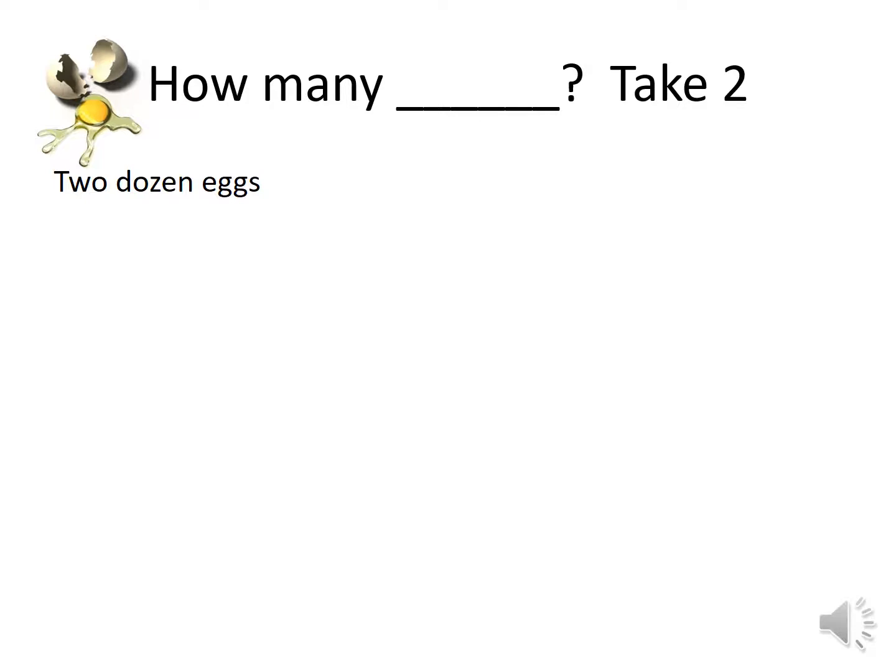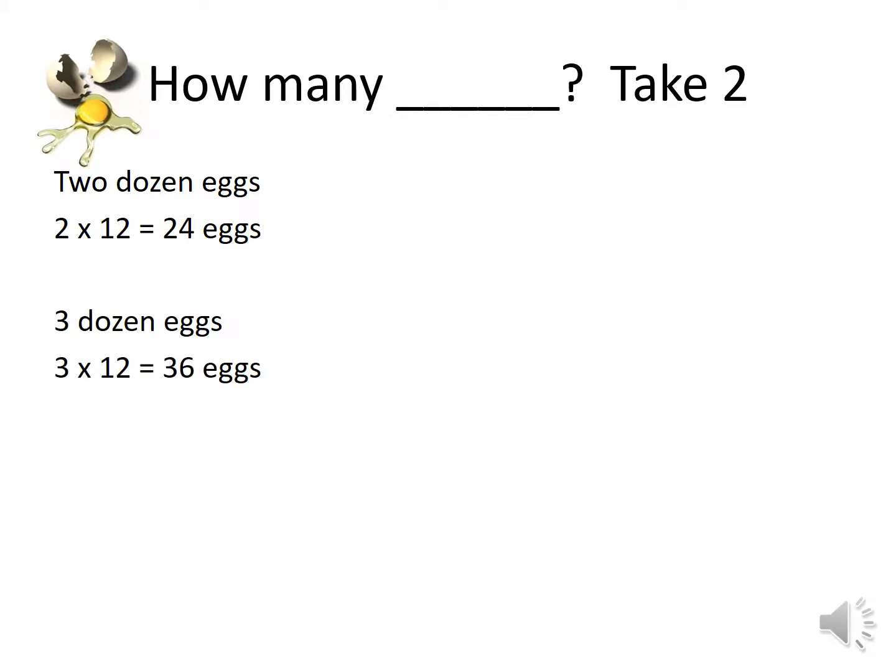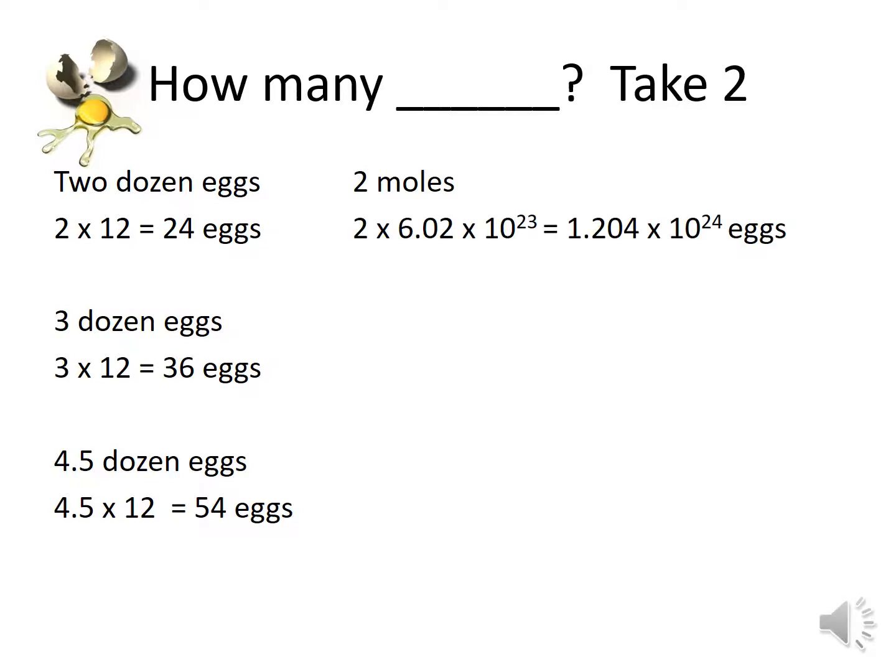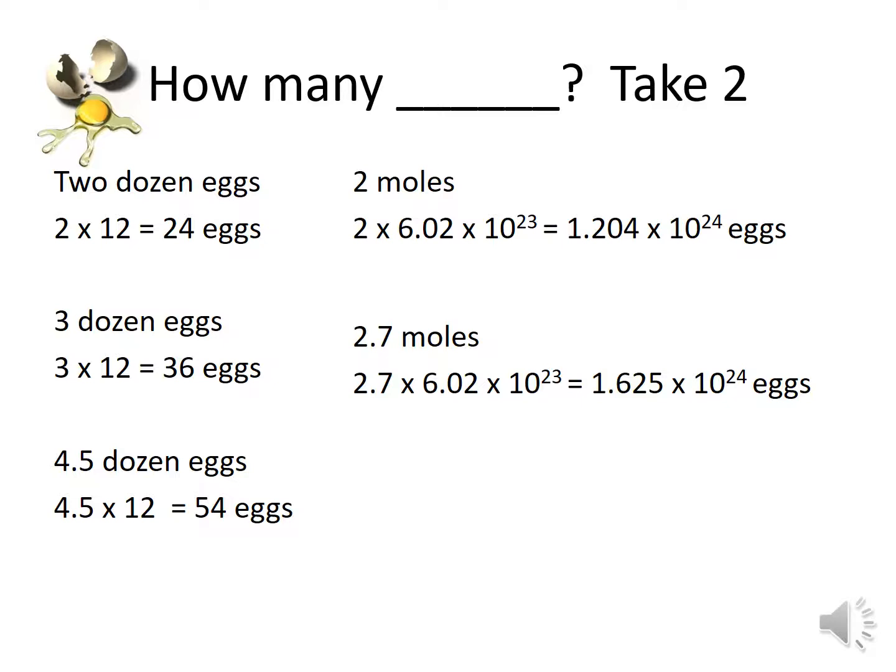So let's look at it again. What if you don't have exactly 1 dozen? What if you have 2 dozens? That would be 2 times 12, right? 24 eggs. 3 dozen would be 3 times 12, or 36 eggs. 4.5 dozen, 54 eggs. 2 moles is 2 times 6.02 times 10 to the 23rd, or 1.204 times 10 to the 24th eggs. 2.7 moles, 2.7 times 6.02 times 10 to the 23rd is 1.625 times 10 to the 24th eggs.